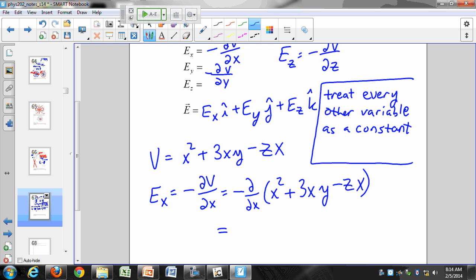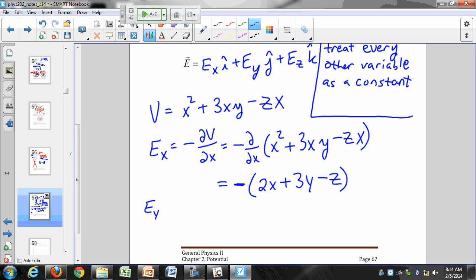So what is this first term going to be? It's going to be 2x. What is the next term going to be? Plus 3y. What's the last term going to be? Minus z. See, I've just treated each variable as a constant.